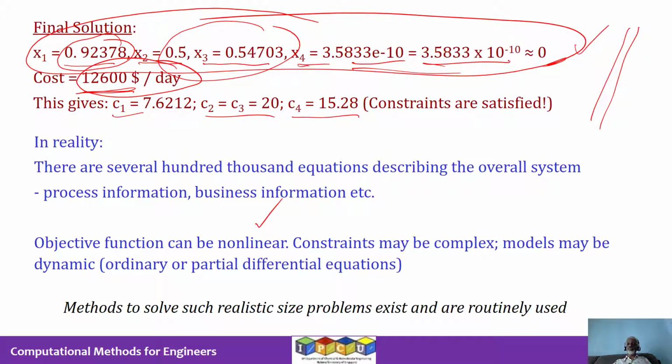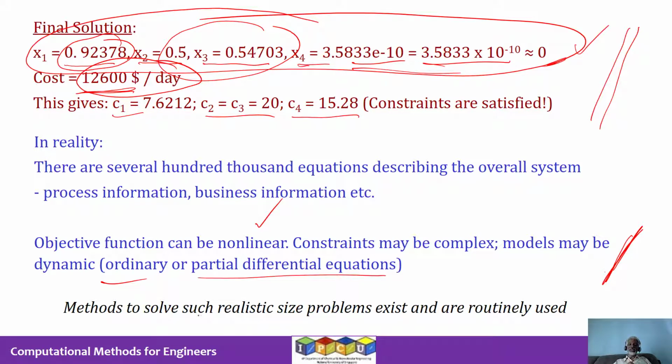The constraints may be complex. It may not be as simple as what you see here. And we may have dynamic models, not just steady state models. We may have dynamic models that are described by ordinary or partial differential equations. So this is reality, but we will not get that far. We will be happy solving problems of the type that I am trying to illustrate now.